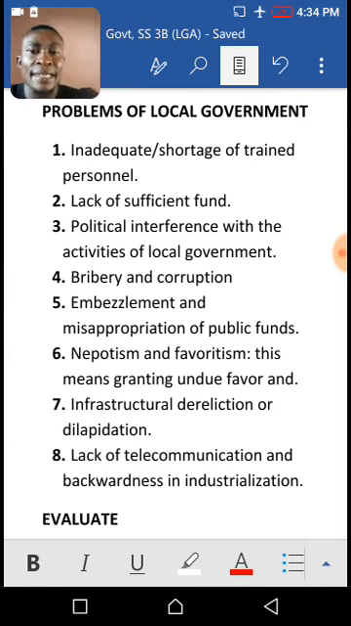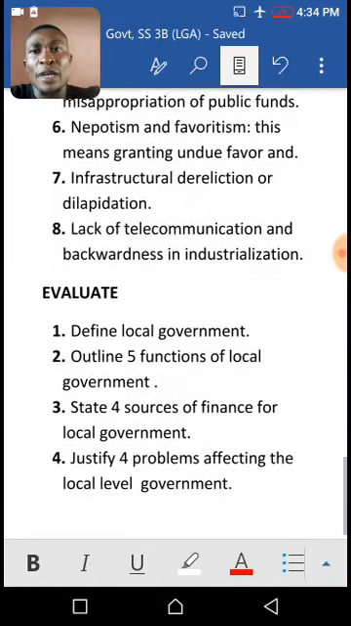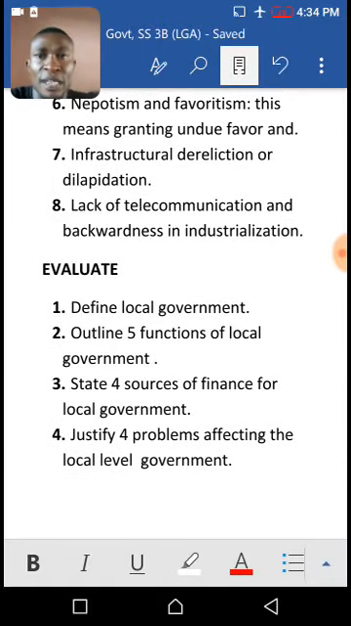That is the end of the class. The evaluation, here you have four questions. These questions are to justify that you have achieved the stated behavioral objectives. One, you must be able to define local government. Two, outline five functions of local government. Three, state four sources of finance for local government. Finally, justify four problems affecting local government in Nigeria.